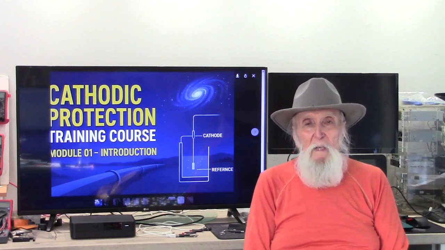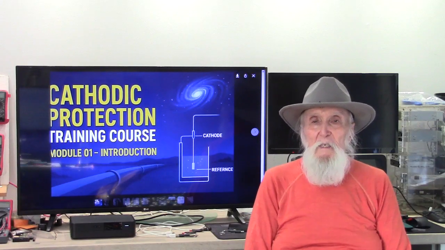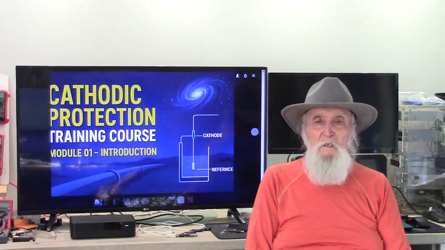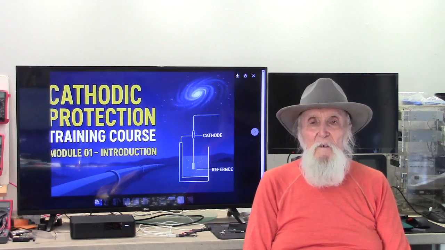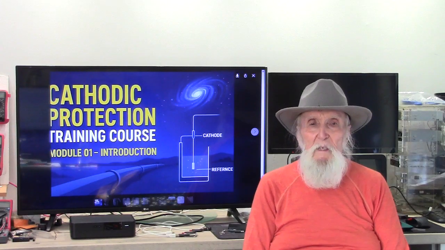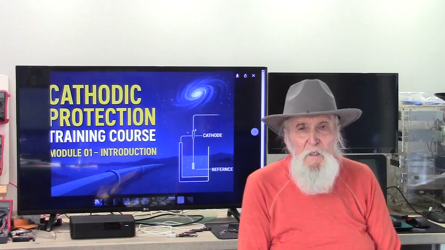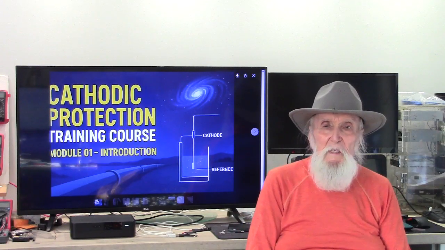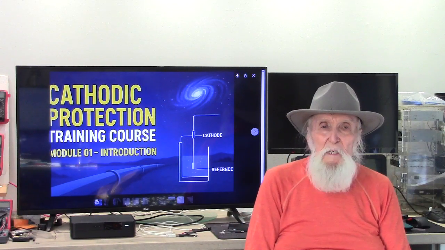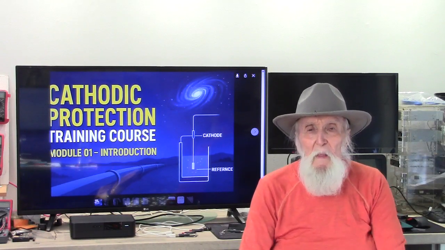Module 01 of this Cathodic Protection Training Course provides the essential foundation for understanding the science and engineering principles that govern corrosion control in pipelines and other buried or submerged steel structures.